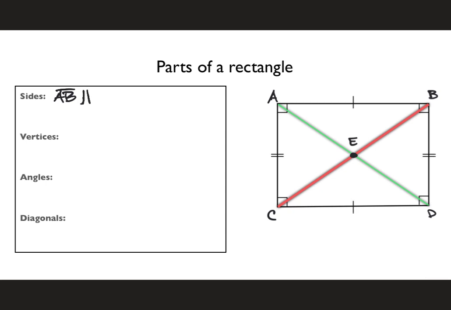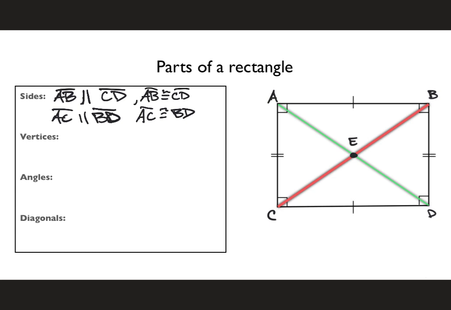And AB is going to be parallel to CD. It's also congruent, okay? We have AC is parallel to BD, and they are also congruent. AB is congruent to CD, and AC is congruent to BD. Sides are the segments that connect the angles together, create the outside of the shape of the rectangle.